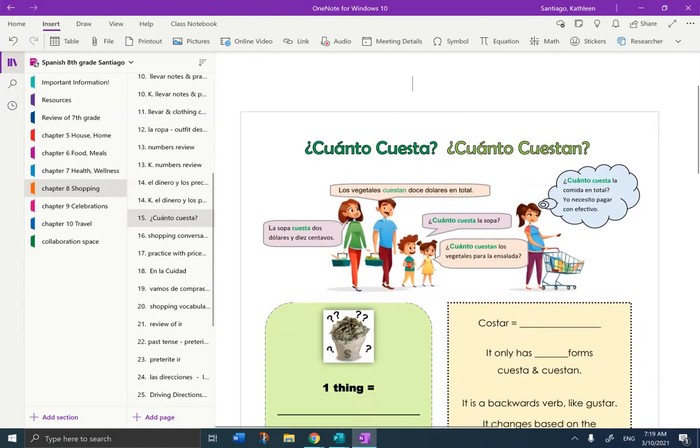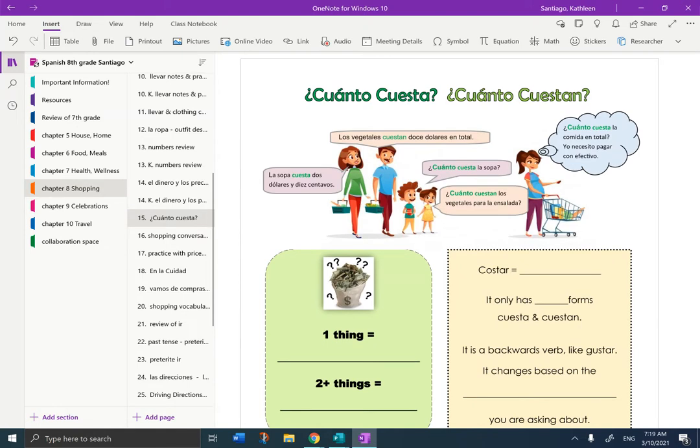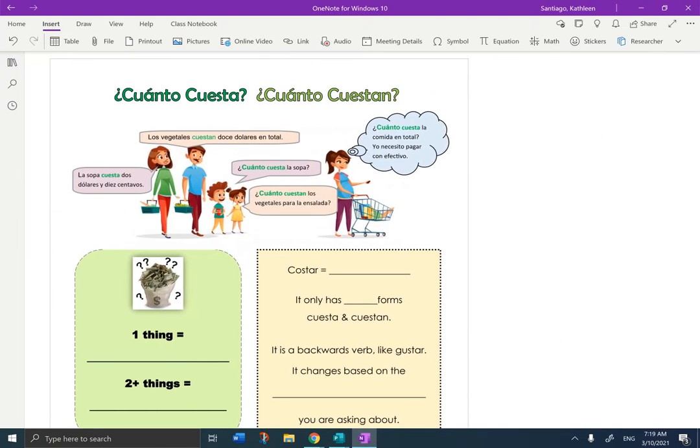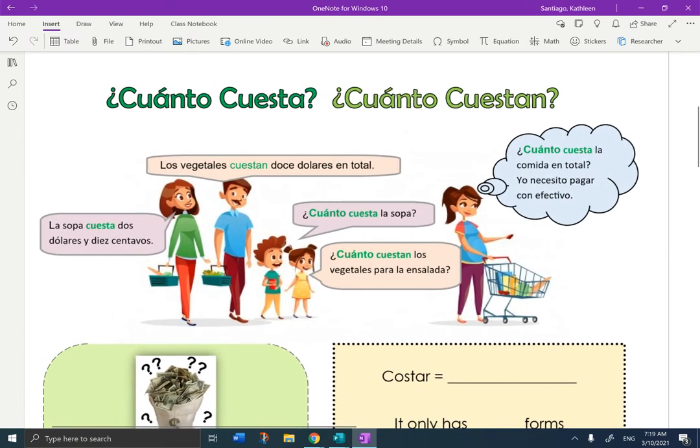I am in your OneNote, Chapter 8, on the page ¿Cuánto cuesta?, ¿Cuánto cuestan? I'm going to eliminate the table of contents, and let's look at the little information at the top. This family is having a conversation. The same color bubbles go together. Let's start with the little boy.